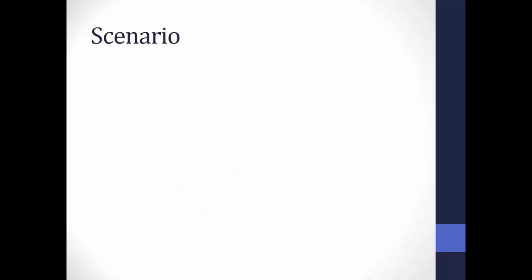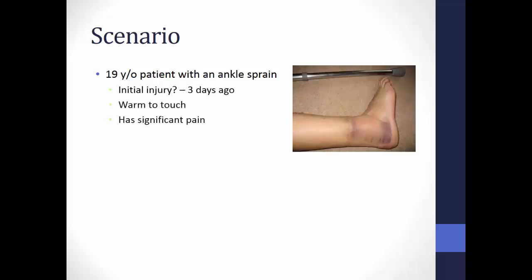As a practical application, here is a scenario for you. You have a 19-year-old patient with an ankle sprain. The injury occurred approximately 3 days ago and looks something like this. The patient's injury is warm to the touch and he is still complaining of significant pain. You can see from this picture that the patient has a significant edema and ecchymosis. Therefore, at this point of the treatment, we should stick to cold treatment since there still appears to be active inflammation.